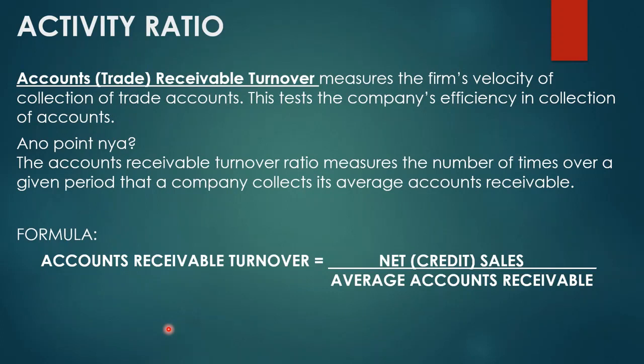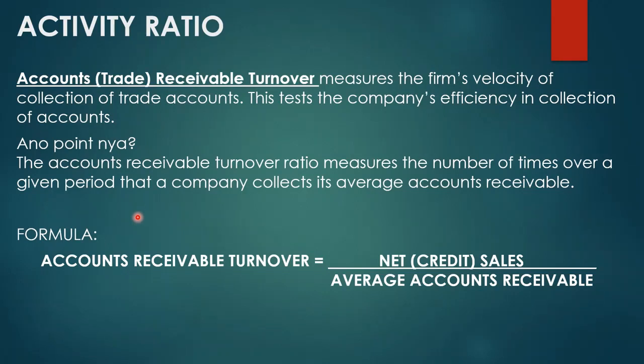Now, si accounts or trade receivable turnover, ang sa kanya daw, class, it measures the firm's velocity of collection of trade accounts. This tests the company's efficiency in collection of accounts. So, ano ang point niya? Well, itong si AR turnover ratio, basically it measures the number of times over a given period that a company collects its average accounts receivable. So, pinapakita lang ito na how many times does a company collect its accounts receivable. Gaano siya kadami o kabilis mag-collect ng accounts receivable.